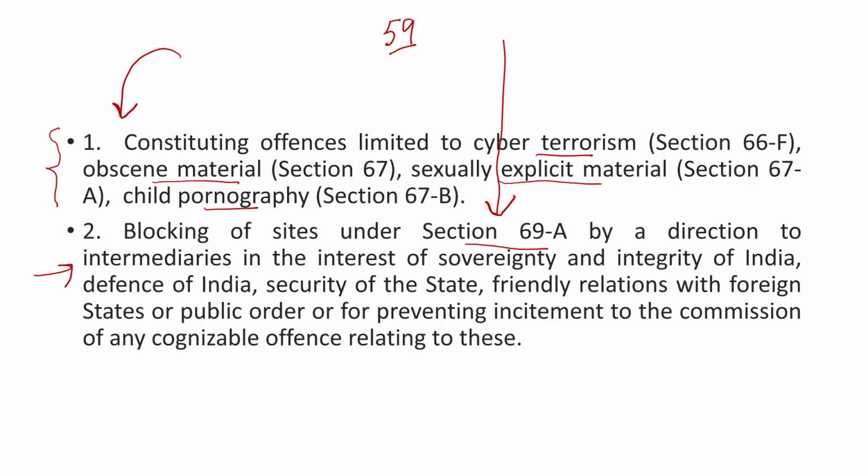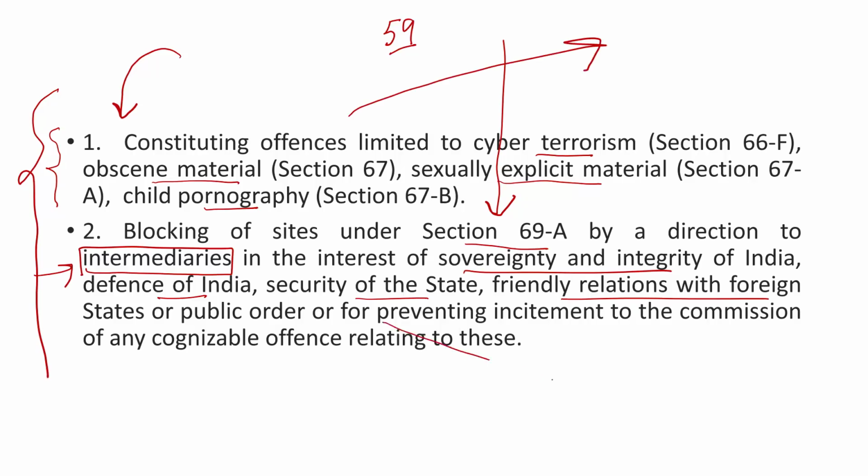Because this section empowers the central government. What can the central government do? You can block these intermediaries such as apps, websites, and online content if it is in the interest of sovereignty and integrity of India, defense of India, security of the state, friendly relations with foreign countries, public order, and so on and so forth. So these are the two distinct ways in which electronic content can be regulated by the central government: if the content is obscene, or if the content is against the sovereignty and integrity of India.